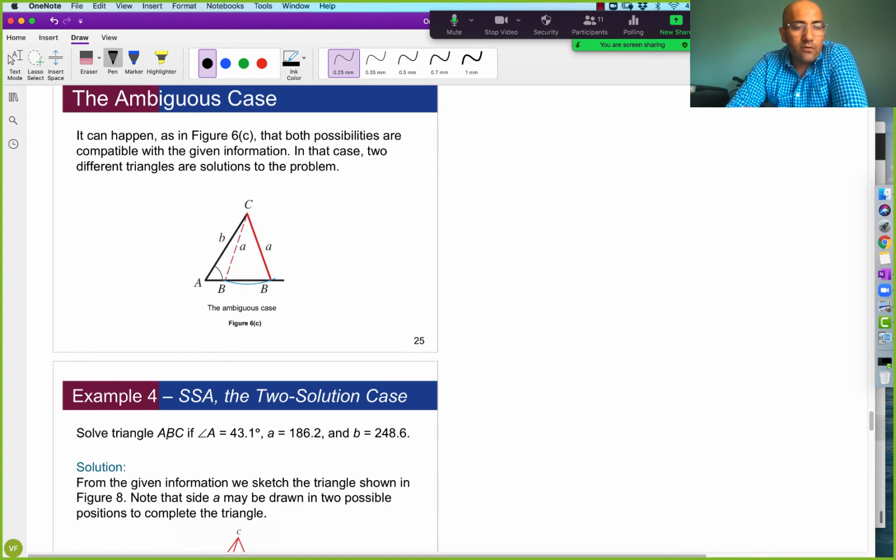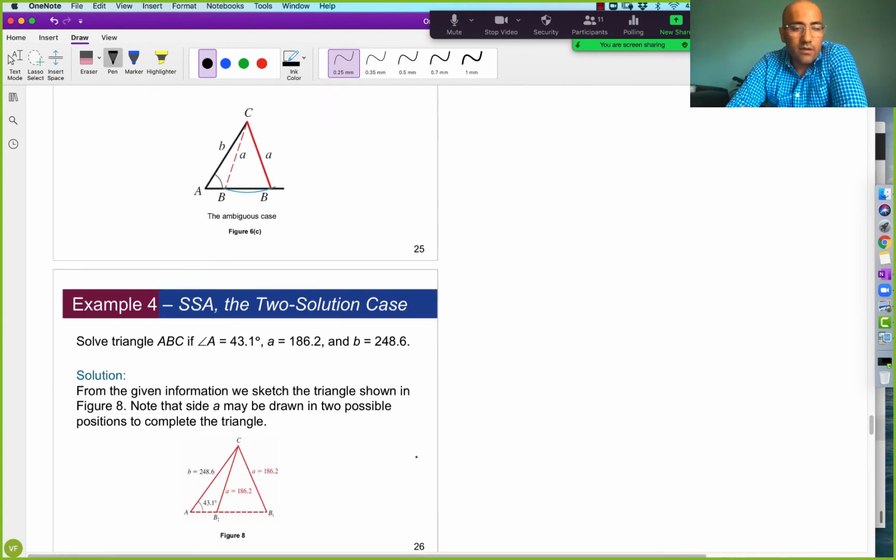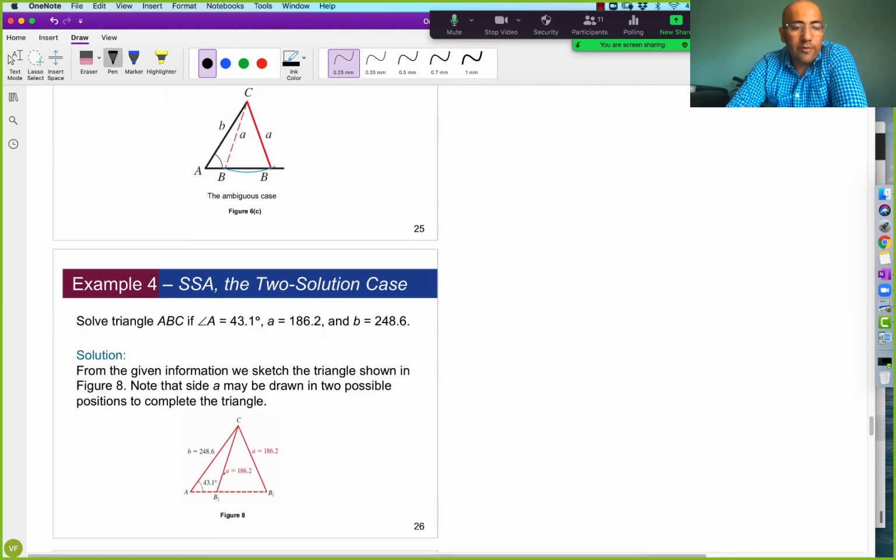So here's another triangle. We have triangle ABC, where angle A is 43.1 degrees. The side opposite is 186.2. The side opposite angle B is 248. So here's a case where we might have two possible triangles. Now, this is the solution already; they just give you this. When you first run into that, you might not know that you have two solutions, so you might just draw it like this.